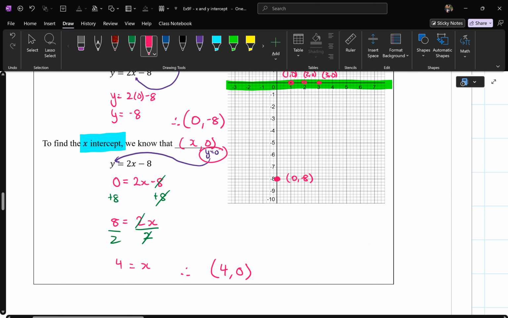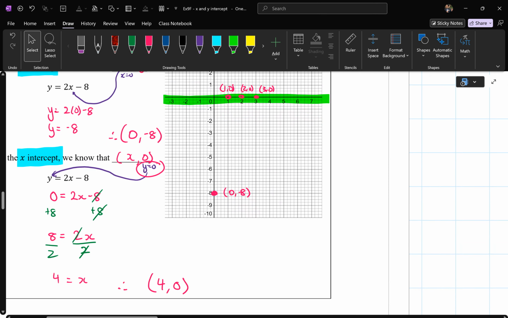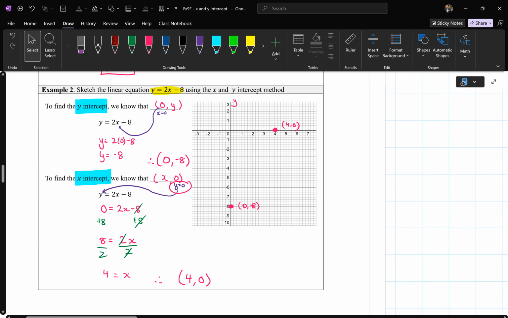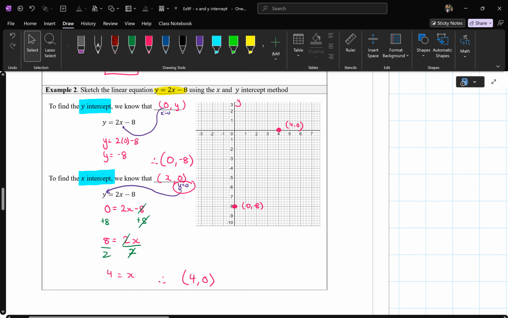Because that's what you did before, yeah? You said y is equal to 0. That's what you're using. So if that's true, where is 4, 0? Hopefully you can see on the graph, 4, 0 is right here. And now that you got 2 points, you can now sketch a straight line. Make sure to use a ruler.